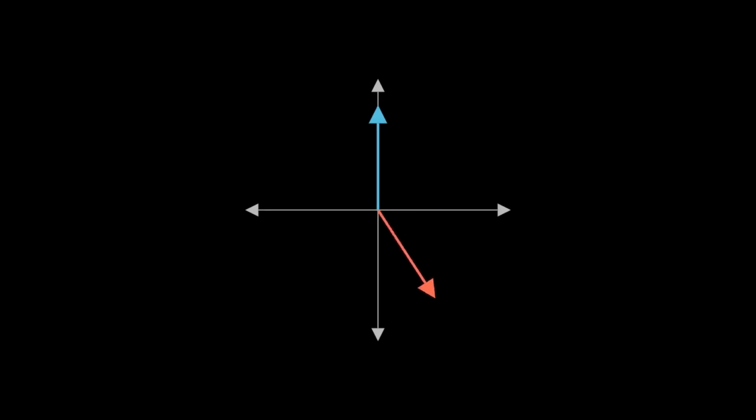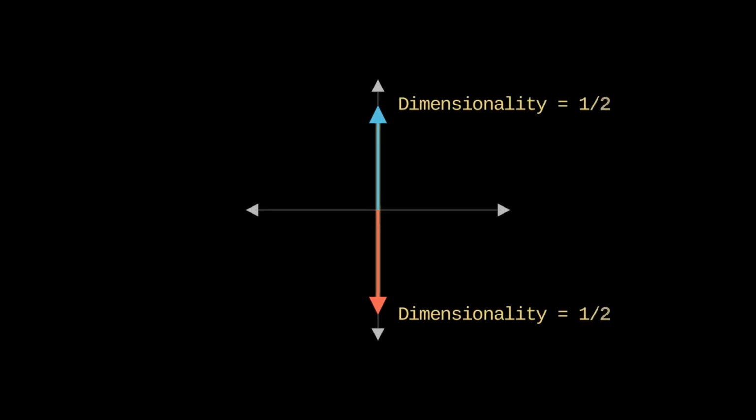If you have an antipodal pair of features, which is when 2 features share a single dimension by pointing in opposite directions, then the dimensionality of each feature would be 1/2, since they each take up half of the dimension. This measurement is useful because each value of dimensionality corresponds to a geometric structure, which we are about to see.